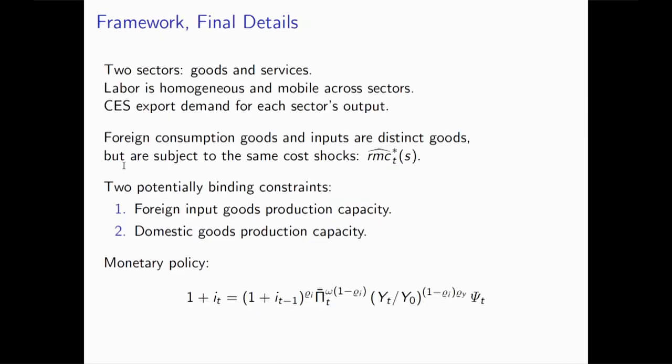So let me talk briefly about the other elements. I've mostly discussed all this. We're going to work on two sectors, goods and services. In this baseline, labor is going to be homogeneous and mobile across sectors. There's going to be some exports that are going to be modeled as a function of foreign output. There's going to be some real marginal cost of foreign production that is going to be the same for final and intermediate goods. It's going to be sector specific. The constraints, as I mentioned, are going to be potentially binding in the production of domestic goods and the production of final foreign intermediate goods. And the monetary policy rule is going to take the standard Taylor form, and we're going to have here at the end the possibility of monetary policy shocks. Those are going to play a very important role.